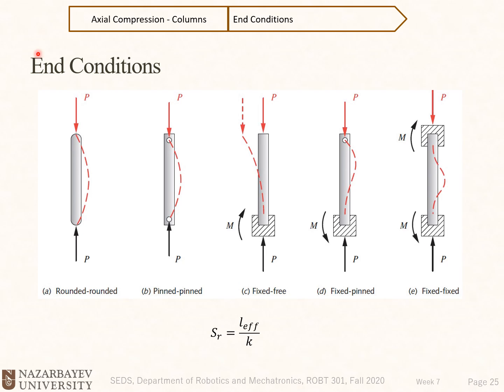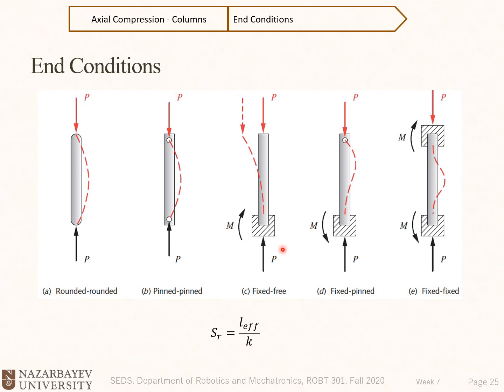We could have different other end conditions. We discussed rounded end conditions or pinned, and we developed that formula based on these two boundary conditions. But we could also have fixed-free, so one end is fixed, the other end is free, or we could have fixed-pinned or fixed-fixed. So these are also different types of end conditions.